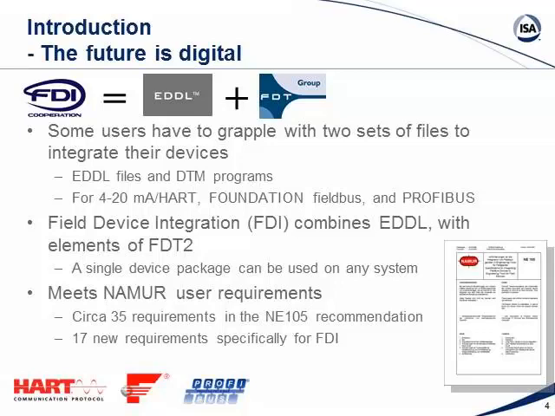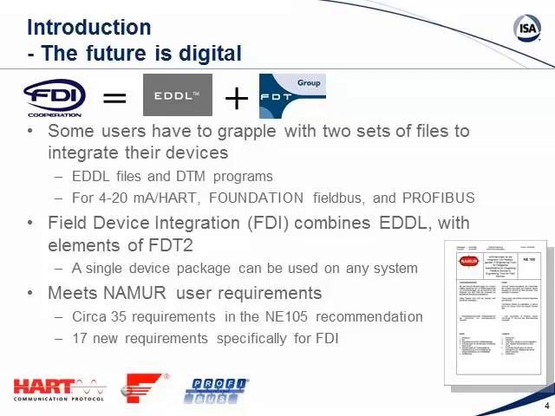But you get rid of all the details of which parameter is inside, what you have to set, what the limits are, and how to establish a communication between the devices. Those should be handled by the elements given in the field device integration, which combines the EDDL with the elements of the FDT2 so that a single device package can be used on any system. That's not trivial, if I'm saying on any system.